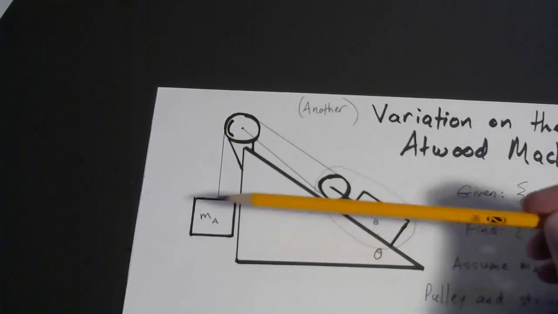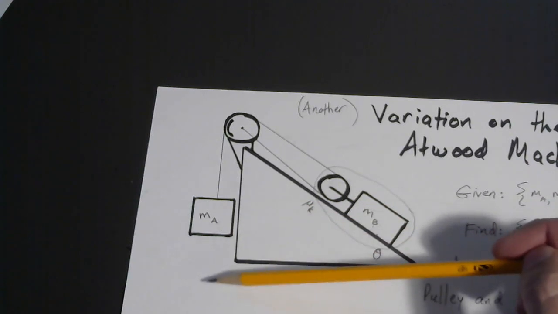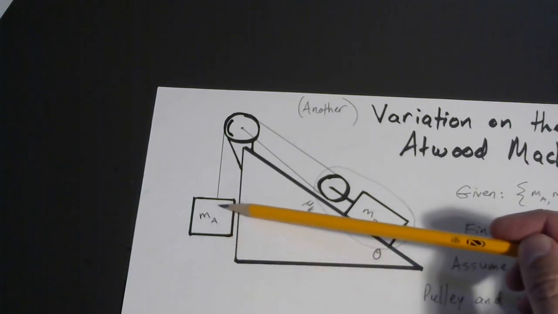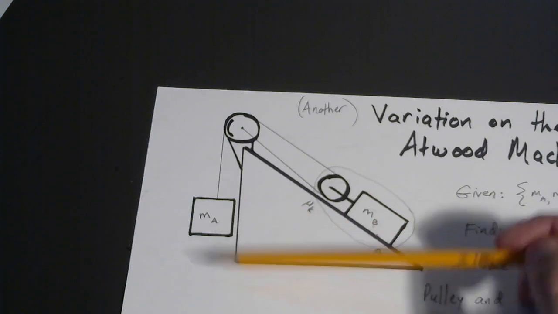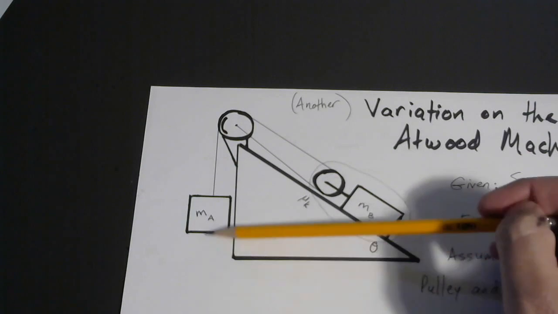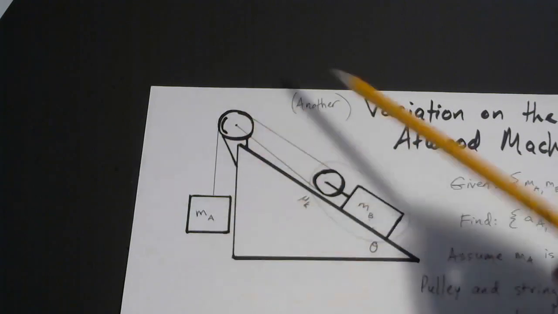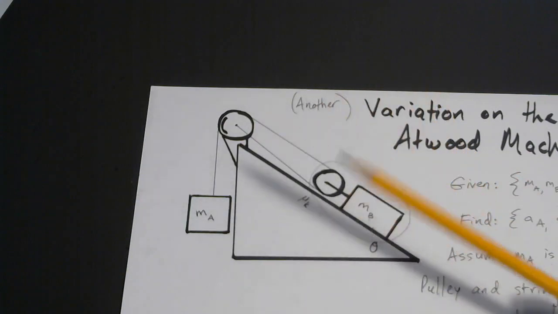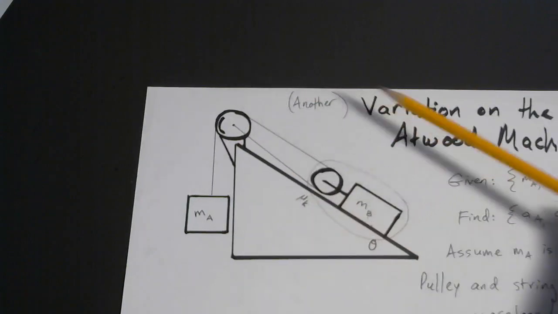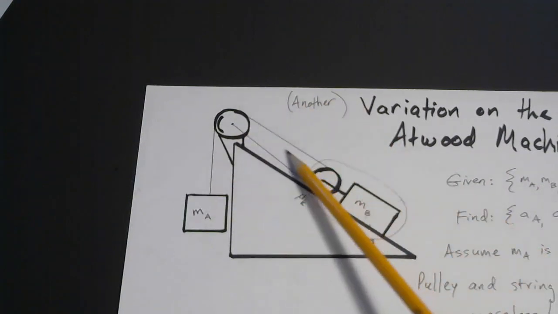If mass A were to drop by 1 foot, if it falls 1 foot down, then 1 foot of rope has to appear over here that wasn't here before, right? You've got a certain amount of rope here. If mass A drops by 1 foot, you've got 1 extra foot of rope that just appeared. Where did that rope come from? Or string, where did that string come from? It had to come from over here.